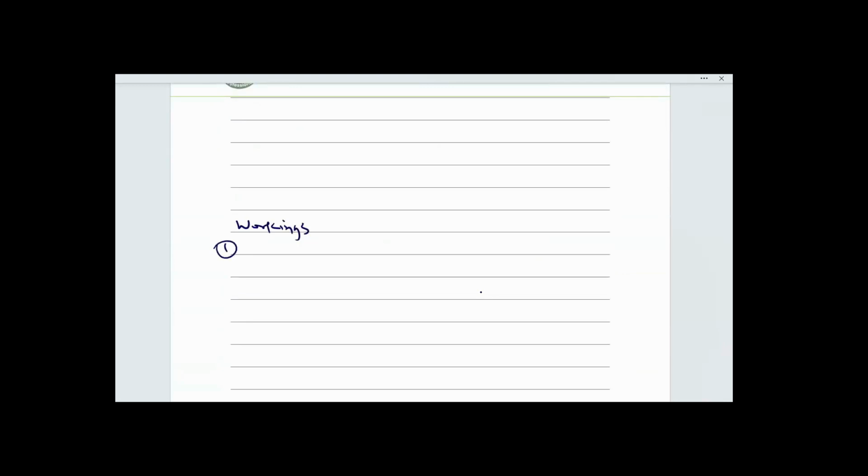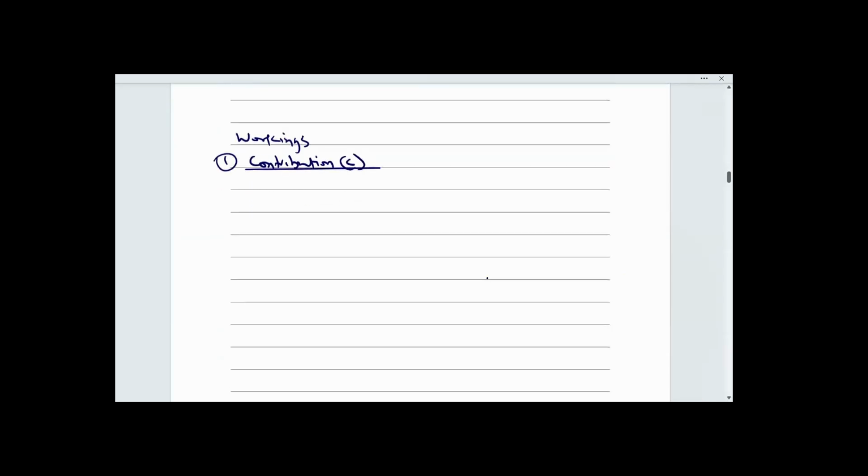Number 1, I want to calculate contribution. Why am I calculating contribution? Because in the question, I've been given selling price and variable cost. So that means I need to calculate contribution. Therefore, contribution equals selling price minus variable cost per unit. So according to the question, selling price is 15 naira. Variable cost is 9 naira. Therefore, contribution per unit is 6 naira.